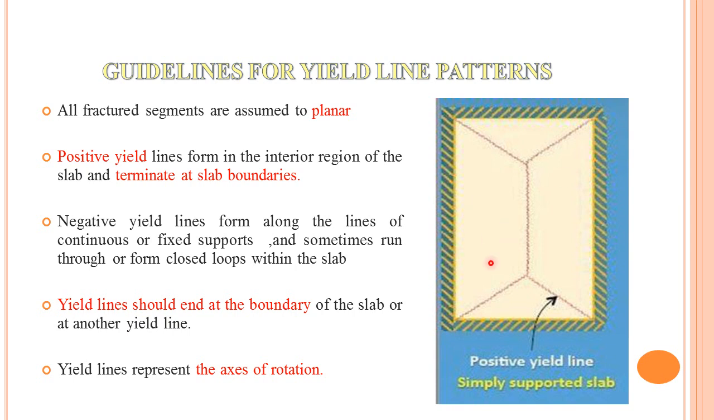Next, the negative yield line forms along the line of continuous or fixed support. So the negative yield lines are at the supports or the boundaries. So this is your negative yield line. The yield line should end at the boundary of the slab, and after that it won't extend. Otherwise, when it meets another yield line, there it has to end. Then the yield line represents the axis of rotation.